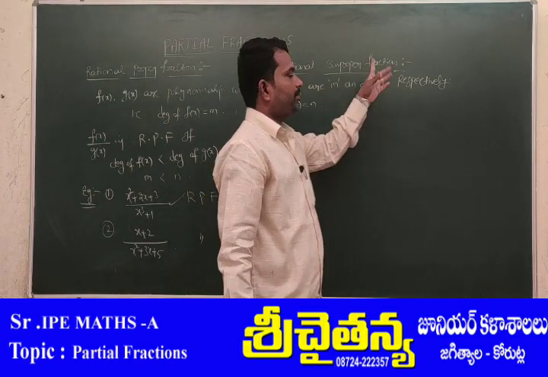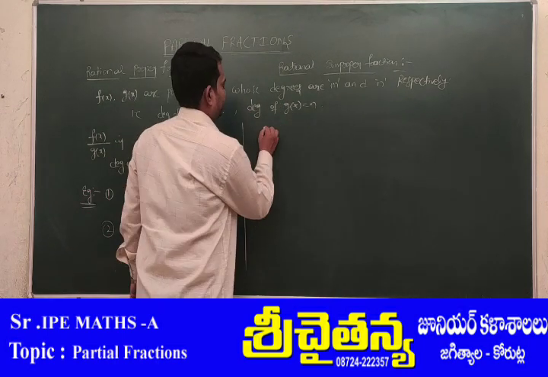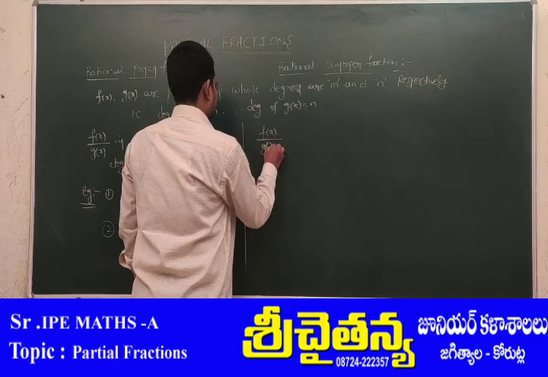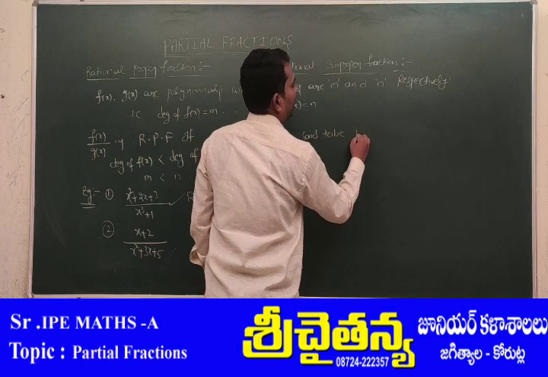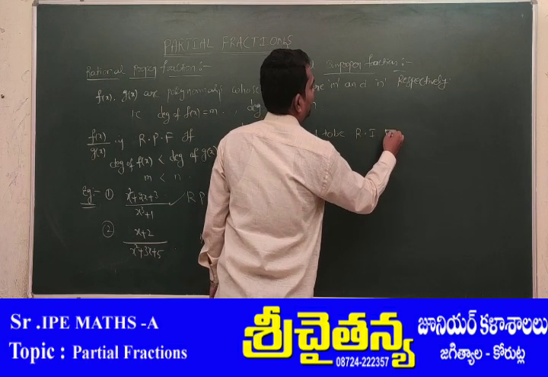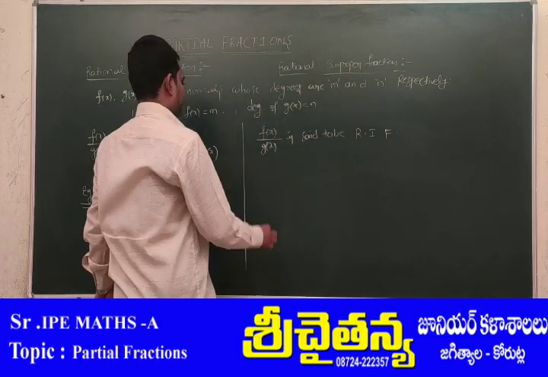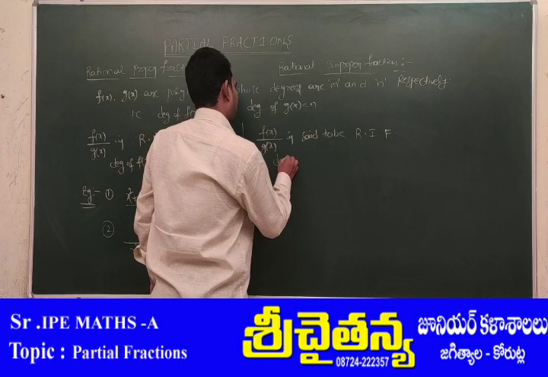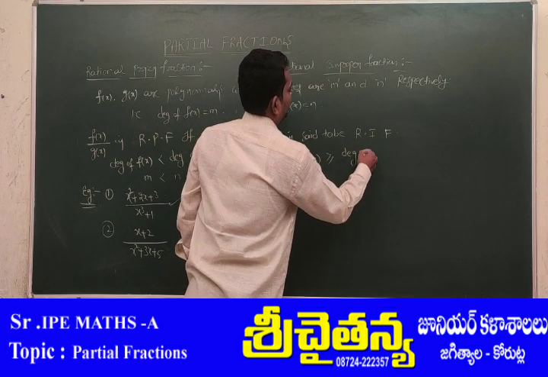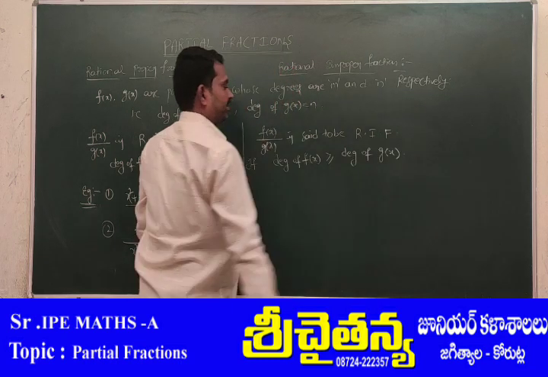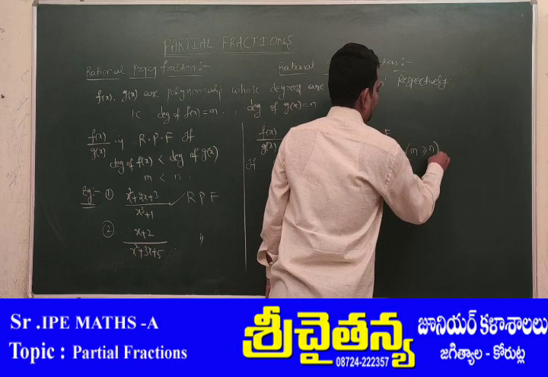Now what about a rational improper fraction? f of x by g of x is said to be RIF. RIF means rational improper fraction. What is the condition? The degree of f of x is greater than or equal to the degree of g of x. That is, m is greater than or equal to n.